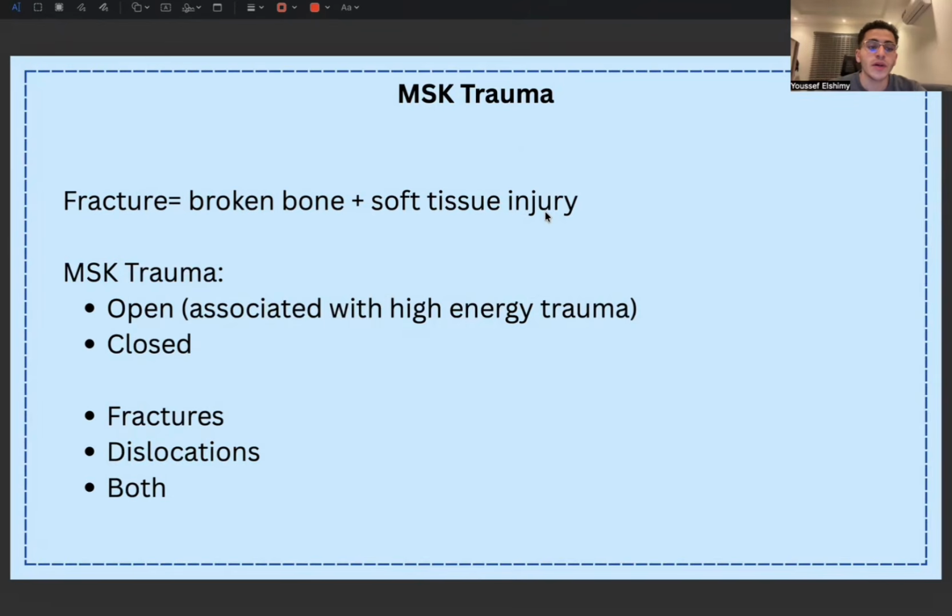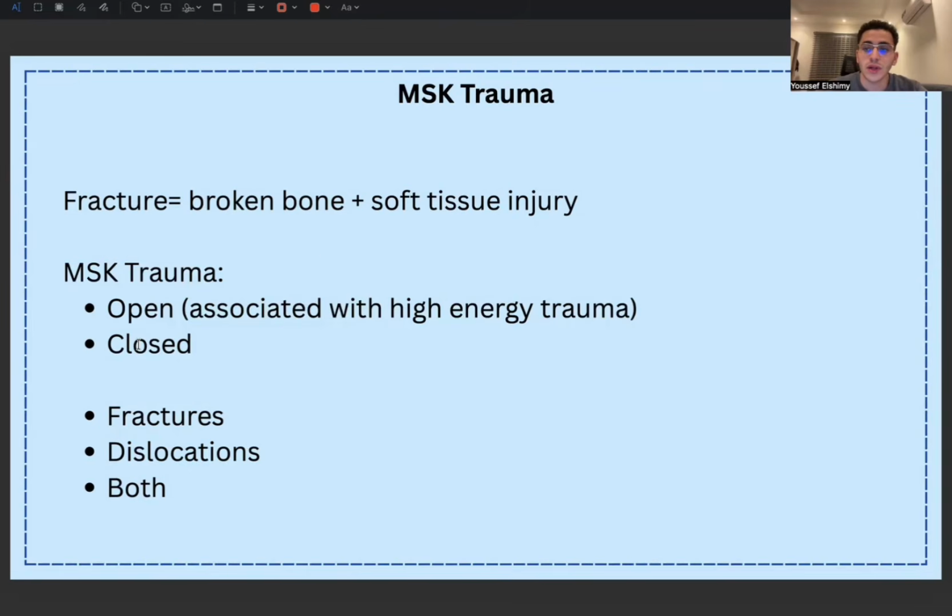So, MSK trauma could be divided into an open trauma or a closed trauma. And the open trauma is associated with high energy trauma, things like a motor vehicle accident or falling from a large height. This would lead to the bone breaching the skin, and the skin would basically be open to the surrounding environment. So this increases the risk of infection as well as vascular damage.